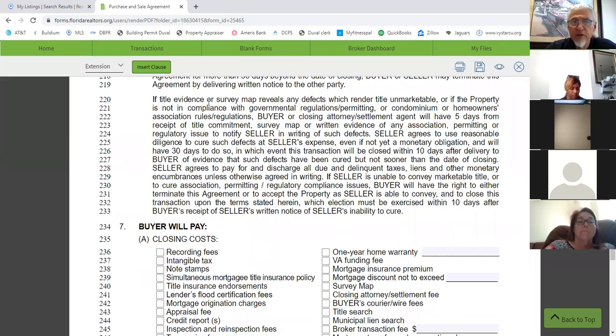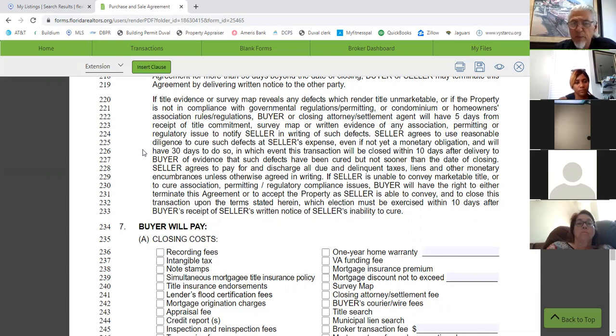And if the title evidence or survey map says it's unmarketable, or if the property is not in compliance with government regulations permitting condominium, the owner's fees, association rules and regulations, the buyer or closing attorney agent, within 5 days from the receipt of the title commitment, survey map, or written evidence of the association permit, will notify the seller in writing of such defect. Seller agrees to use reasonable diligence to cure all defects at the seller's expense, even if not yet a monetary obligation, and will have 30 days to do so, in which event the transaction will close 10 days after delivery to the buyer of the evidence that such defects have been cured.